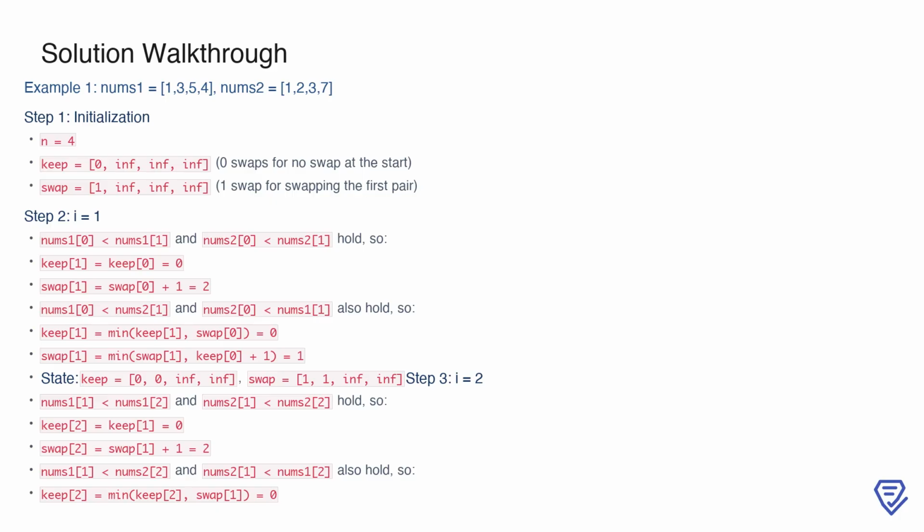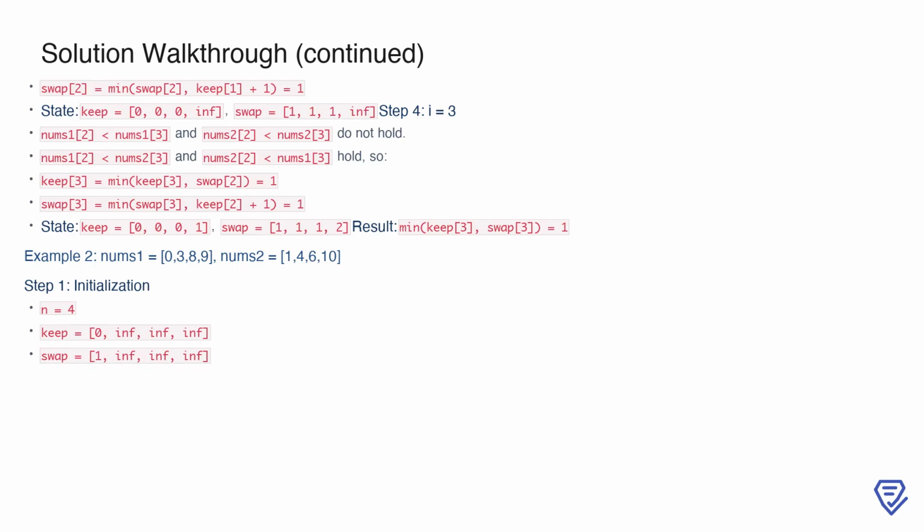Moving to step i equals 2, we again evaluate conditions. If nums1[1] is less than nums1[2], and nums2[1] is less than nums2[2], we update keep[2] to keep[1], which is 0, and swap[2] to swap[1] plus 1, resulting in 2. Similarly, for the transition condition between arrays, we set keep[2] to the minimum of keep[2] and swap[1], which remains 0. Next, we update swap[2] to the minimum of swap[2] and keep[1] plus 1, resulting in 1. At this point, the state arrays are keep equals [0, 0, 0, infinity], and swap equals [1, 1, 1, infinity].